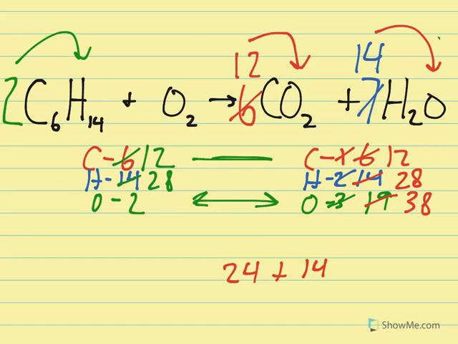I need 38 oxygens because there's 38 on the right. So what times 2 is going to give me 38? And the answer there would be 19. So the coefficients for this equation being balanced are quite large, but they would be 2 C6H14 plus 19 O2 make 6 CO2s and 14 waters.